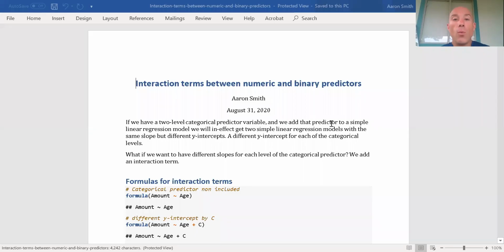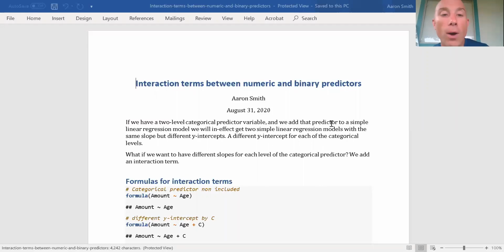Hi, in this video, we want to take a look at interaction terms between numeric and binary predictors. Okay, so I want to take us back for a moment. I want us to think about algebraically what happens in a linear model when we have a categorical predictor. If we take our pencil and paper and work out the details, what works out is that for each level of the categorical predictor variable, we end up getting a different y-intercept.